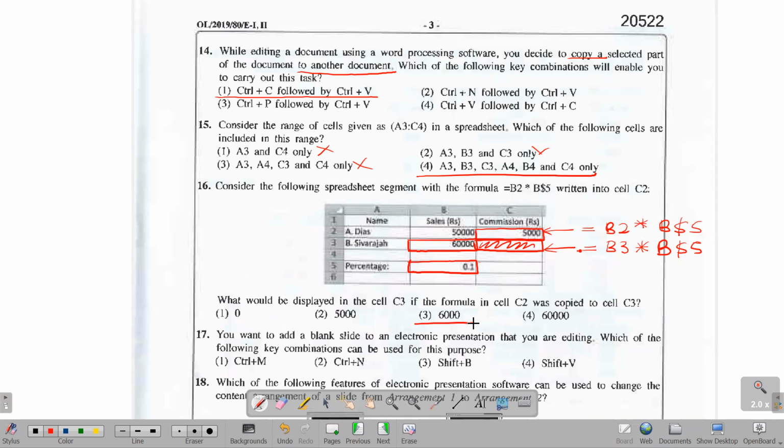17th, you want to add a blank slide to an electronic presentation that you are editing. Which of the following key combinations can be used for this purpose?